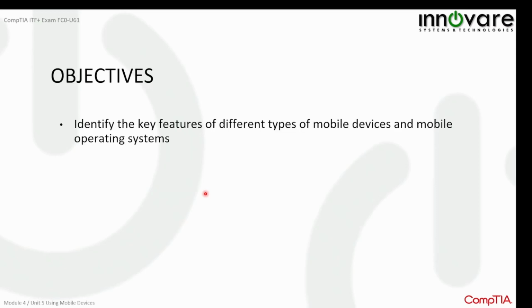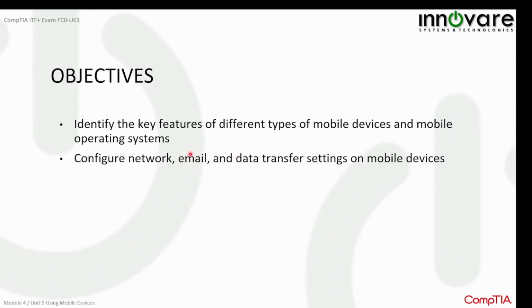So we will identify the key features of different types of mobile devices and mobile operating systems. As you may already be aware, there are many mobile devices and they come with different operating systems. And configuring the network and email on mobile devices, you are already quite familiar with both of these, but when it comes to IT systems you will realize there are things you still need to know, especially in data transfer settings on mobile devices.